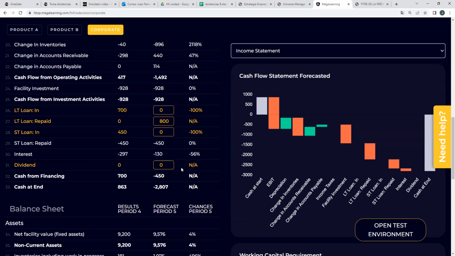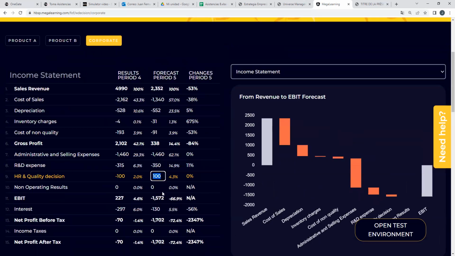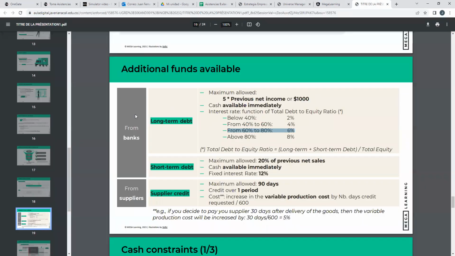Finally, the other decision at the corporate level is this one, related with human resources and quality. In the previous round, the managers invested $100 in human resources and quality decision. Now it is the same amount of money, $100. You take the decision. Should we improve this budget or should we take money from there? What is the impact of human resources? Let's go to the rules.